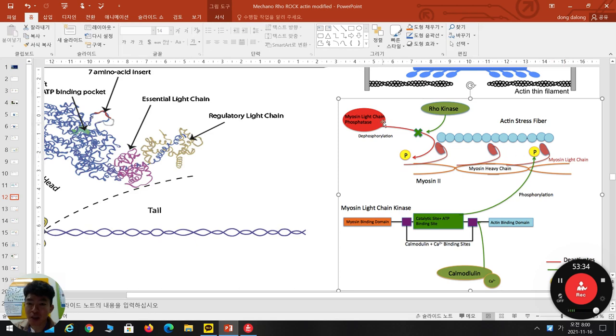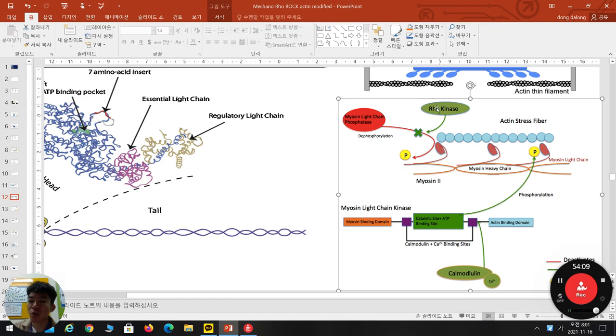So myosin light chain phosphatase removes phosphorylation. When the myosin light chain is activated, it needs phosphorylation, right? When the light chain is phosphorylated, it induces power. It makes the stroke, forward and back. But because of this MHCP, the MHC phosphatase, which removes phosphorylation, they lose their power.